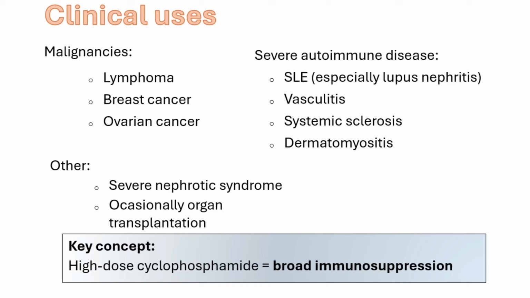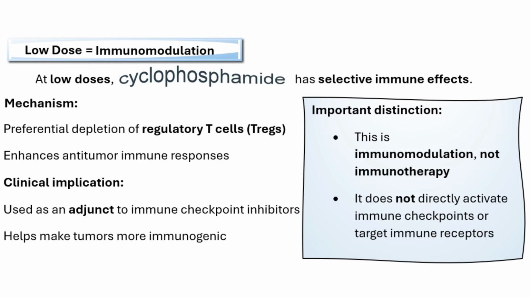Key concept: high doses of cyclophosphamide result in widespread immunosuppression. Low doses are used for immunomodulation. At low doses, cyclophosphamide has selective immune effects. Mechanism: preferential depletion of regulatory T cells, TREGs. Enhances anti-tumor immune responses. Clinical implication: can be used as an adjunct to immune checkpoint inhibitors. Helps make tumors more immunogenic. Important distinction: this is immunomodulation, not immunotherapy. It does not directly activate immune checkpoints or target immune receptors.